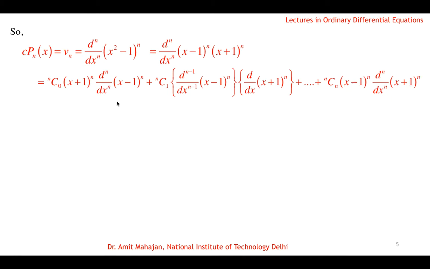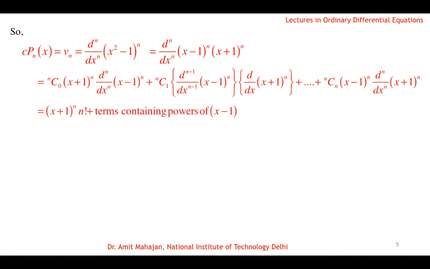The nth derivative of this (x minus 1) to the power n is nothing but n factorial. The (n-1)th derivative of this will give some number times (x minus 1). Similarly, the (x minus 1) to the power n will remain here. So all these terms will contain at least one power of (x minus 1).